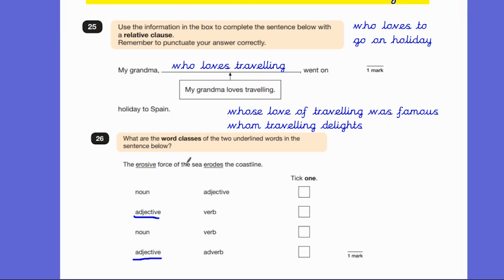The erosive force of the sea erodes the coastline. So I know that something is happening to that coastline. Therefore, that is going to be a verb. It is eroding. So I should tick the second one there. Erosive being my adjective, and erodes being my verb.